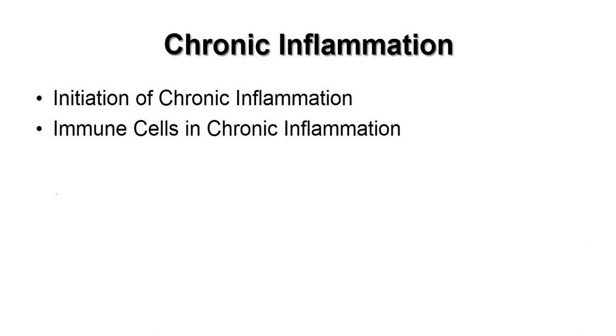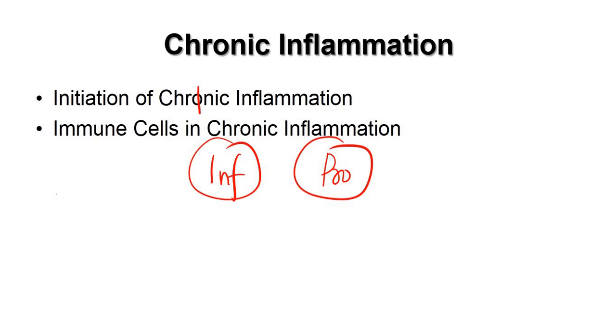My next point is immune cells in chronic inflammation. That is our next point. What is the role of immune cells in chronic inflammation? Okay, so which are the immune cells? First of all, immune cells infiltrate. So we have already seen the diagram, and two things happen. One is infiltration, another is proliferation. These are the two things that happen.